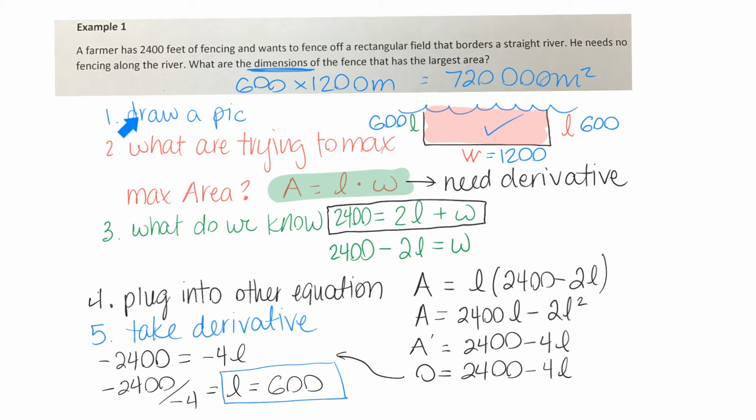So here's what we did. We drew a picture. We figured out what formula we had that we were trying to maximize. In this case, it was area. We also wrote down the formula for what we knew. In this case, it was perimeter. We rearranged and plugged it into the other equation. So I rearranged perimeter to plug it into area. I took the derivative of what I was trying to maximize, set it equal to 0, solved it. There we go. All right, let's try another one.